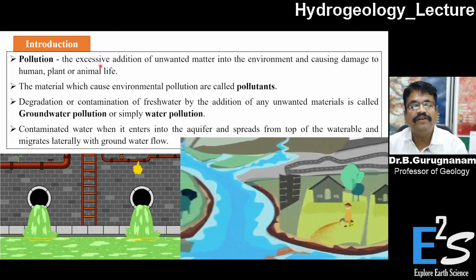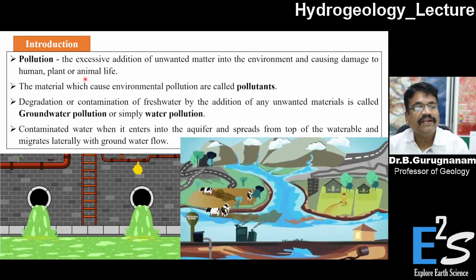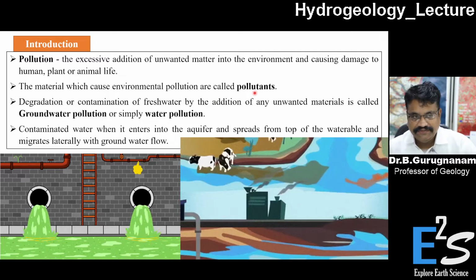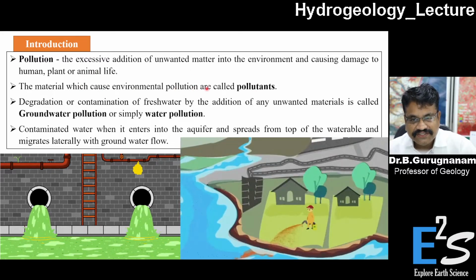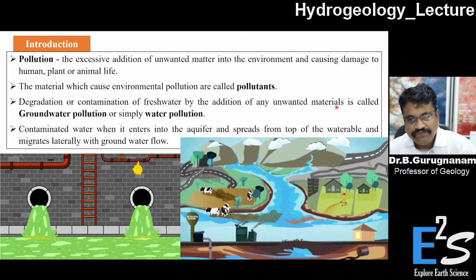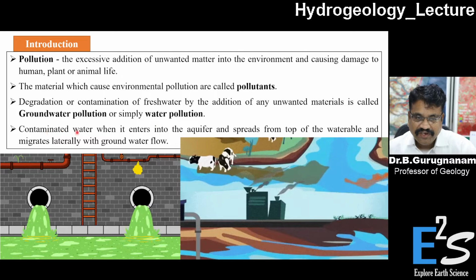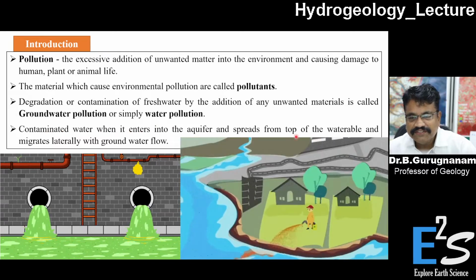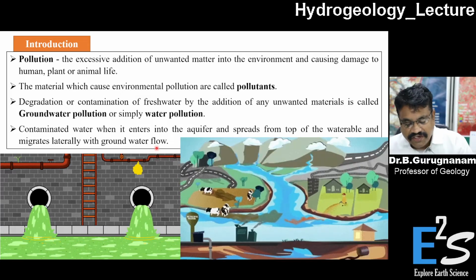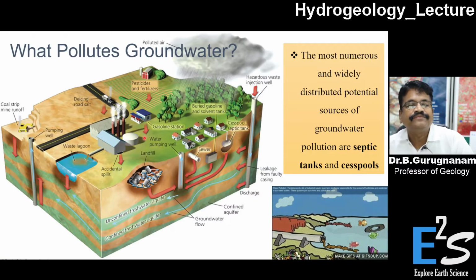So this is called excessive addition of unwanted matter into the environment, causing damage to human, plant and animal life. The material which causes environmental pollution is called a pollutant. Degradation or contamination of fresh water by addition of unwanted materials is called groundwater pollution, or simply you can say water pollution. Contaminated water, when it enters the aquifer and spreads from top to bottom, reaches the groundwater table. Again, we have to be very careful and serious about water quality issues.